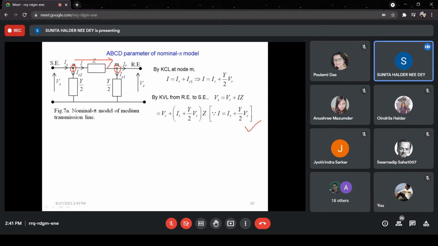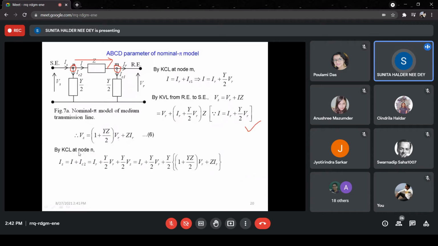So this will be the sending end voltage. The sending end voltage is a function of VR and IR. We can write it separately in this way. So VS equals (1 plus YZ by 2) VR plus Z IR.